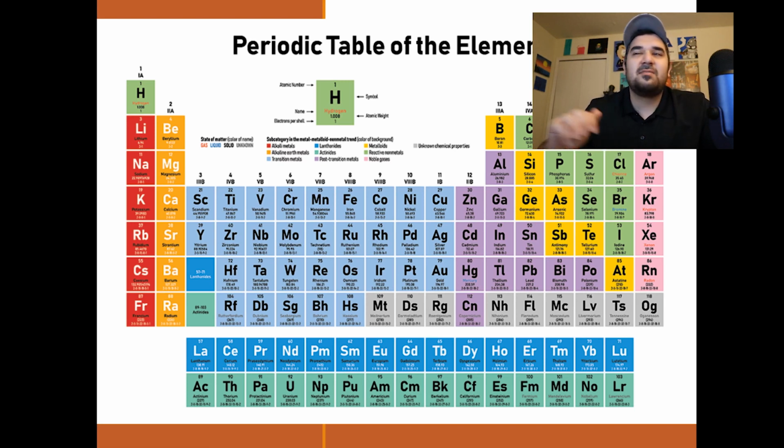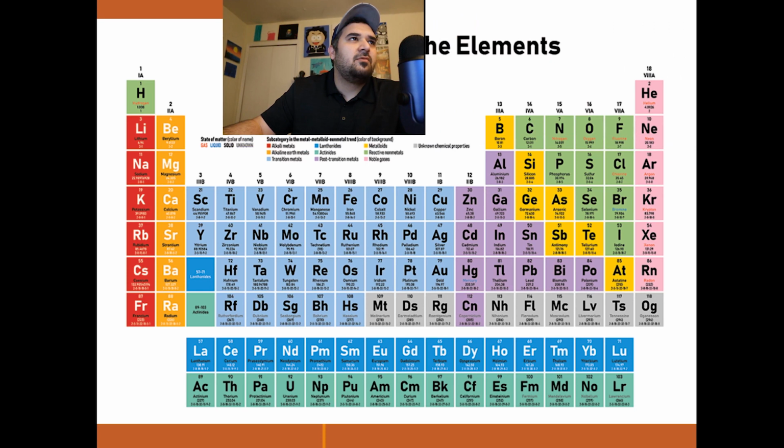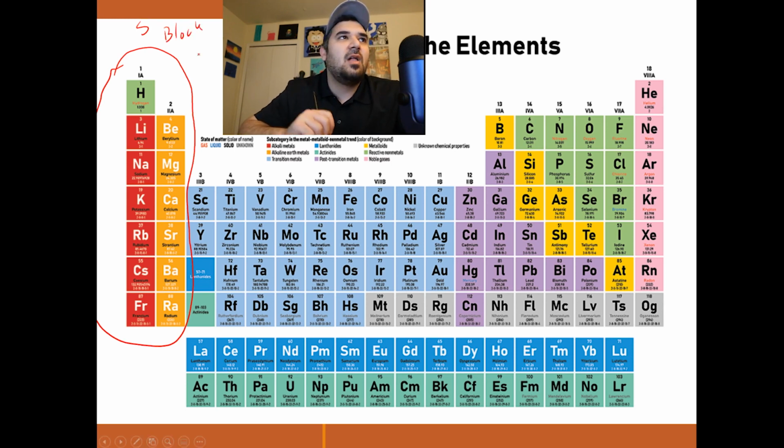So here's where it does matter. So everybody grab your periodic table. It would be very helpful if you wrote some of this stuff down. So we're going to break the periodic table into blocks. So this first block right here, we're going to call the S block. So this is the S block. And the S block can hold 2 electrons. This is electron number 1. This is electron number 2. That's the S block.